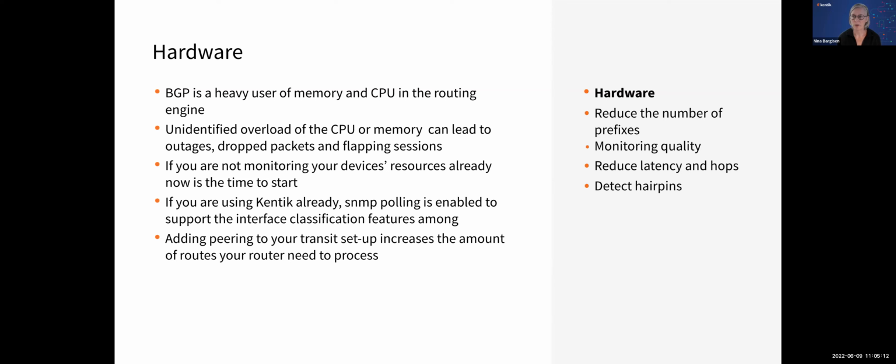So if you're not already monitoring your network when you peer, it's a good idea to monitor your devices and the resources on the devices to make sure that you're not running out of memory. And if you do, then figure out what to do. So the first thing we're going to talk about is, what can we do when our hardware is not strong enough for the peering situation we have set up?